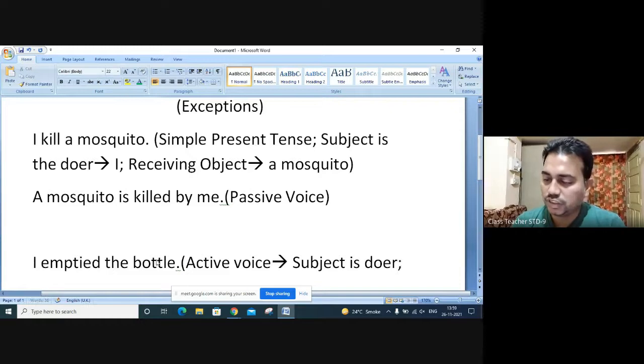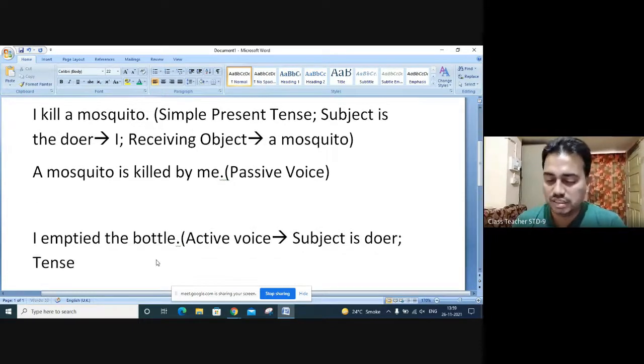What is the tense of the sentence? The tense of the sentence is, very good, simple past tense, right? Tense is simple past tense. Now, if you want to know how to identify tenses, there is another video for that. I know people studying with me regularly know about the dance of the tenses and how to identify tenses. Okay, subject is the doer. Now, tense is simple past tense.